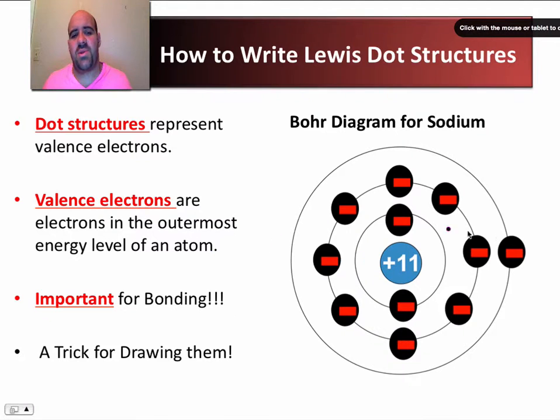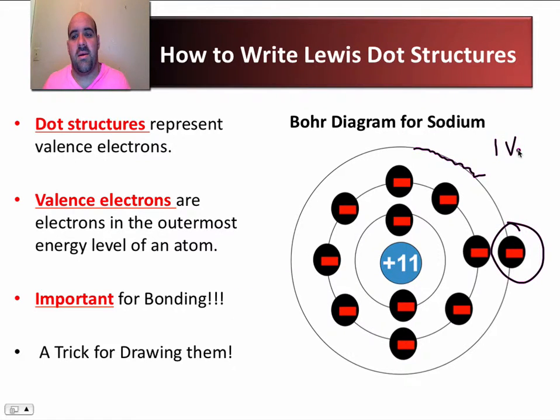So valence electrons are electrons in the outermost energy level. This is the outermost level right here. And as it turns out, sodium only has one valence electron. There's one electron in its outermost energy level. That's what a valence electron is. So we're going to draw dot diagrams, which kind of simplify these slightly more complicated Bohr diagrams.